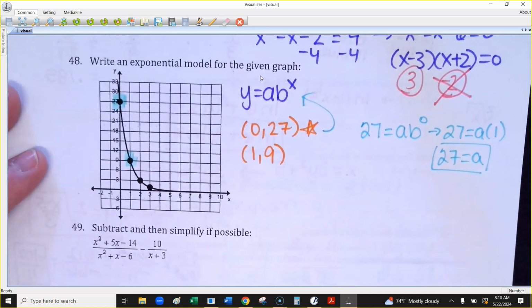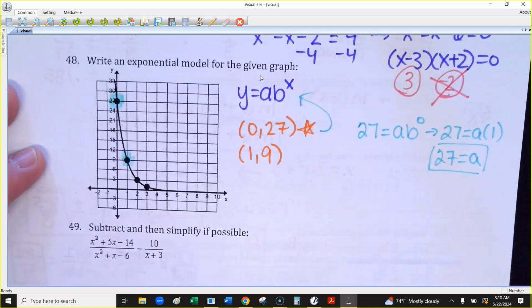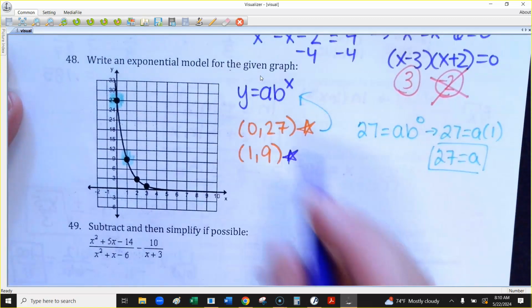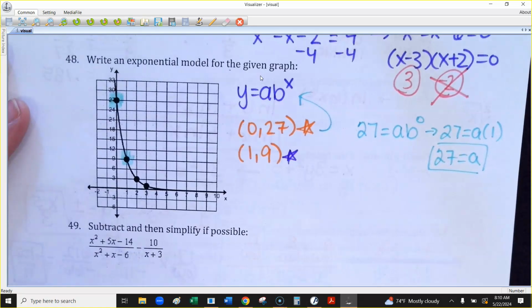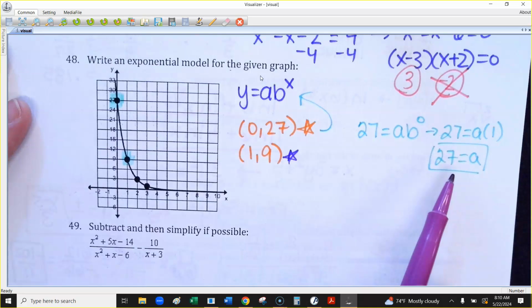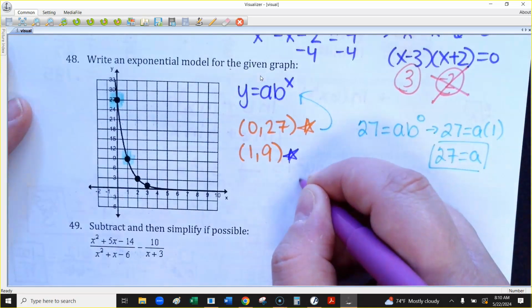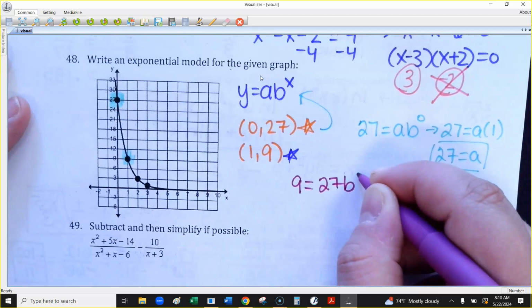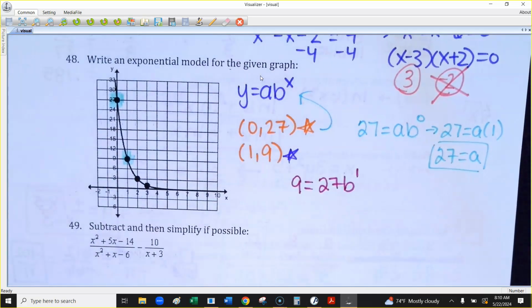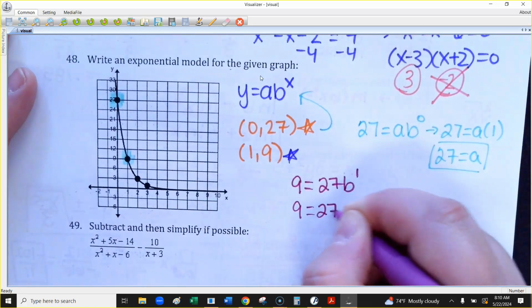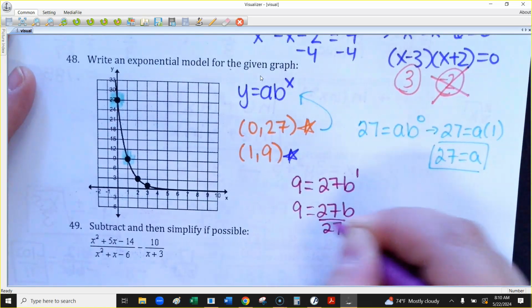Now, I still need to find the b value, which is why I need the second point. So here's the second point. I'm going to do the same thing, but just plug in those coordinates for x and y, and then we can plug in 27 for a. So I would have 9 equals, I know a is 27, times b to the first. B to the first power is just b. So I have 9 equals 27b. Just divide by 27.